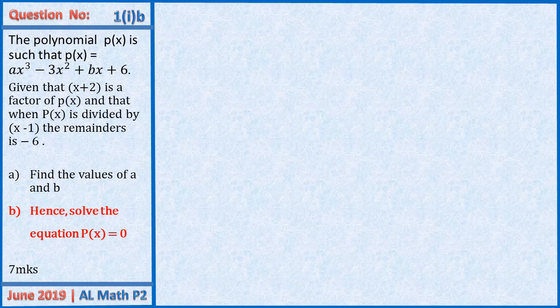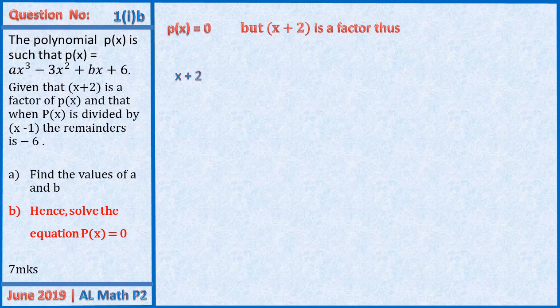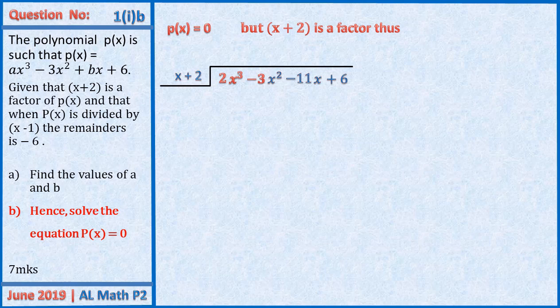Now the b part of the question states, hence solve the equation p of x equals 0. We already know that x plus 2 is a factor. So to solve the equation p of x equals 0, we just have to do long division. So we have x plus 2 and the polynomial 2x cubed minus 3x squared minus 11x plus 6 divided by this factor. We have 2x cubed divided by x gives us 2x squared. Now 2x squared times x gives us 2x cubed. 2x squared times plus 2 gives us 4x squared. When we subtract, we will have minus 7x squared. We bring down the other terms, minus 11x plus 6.